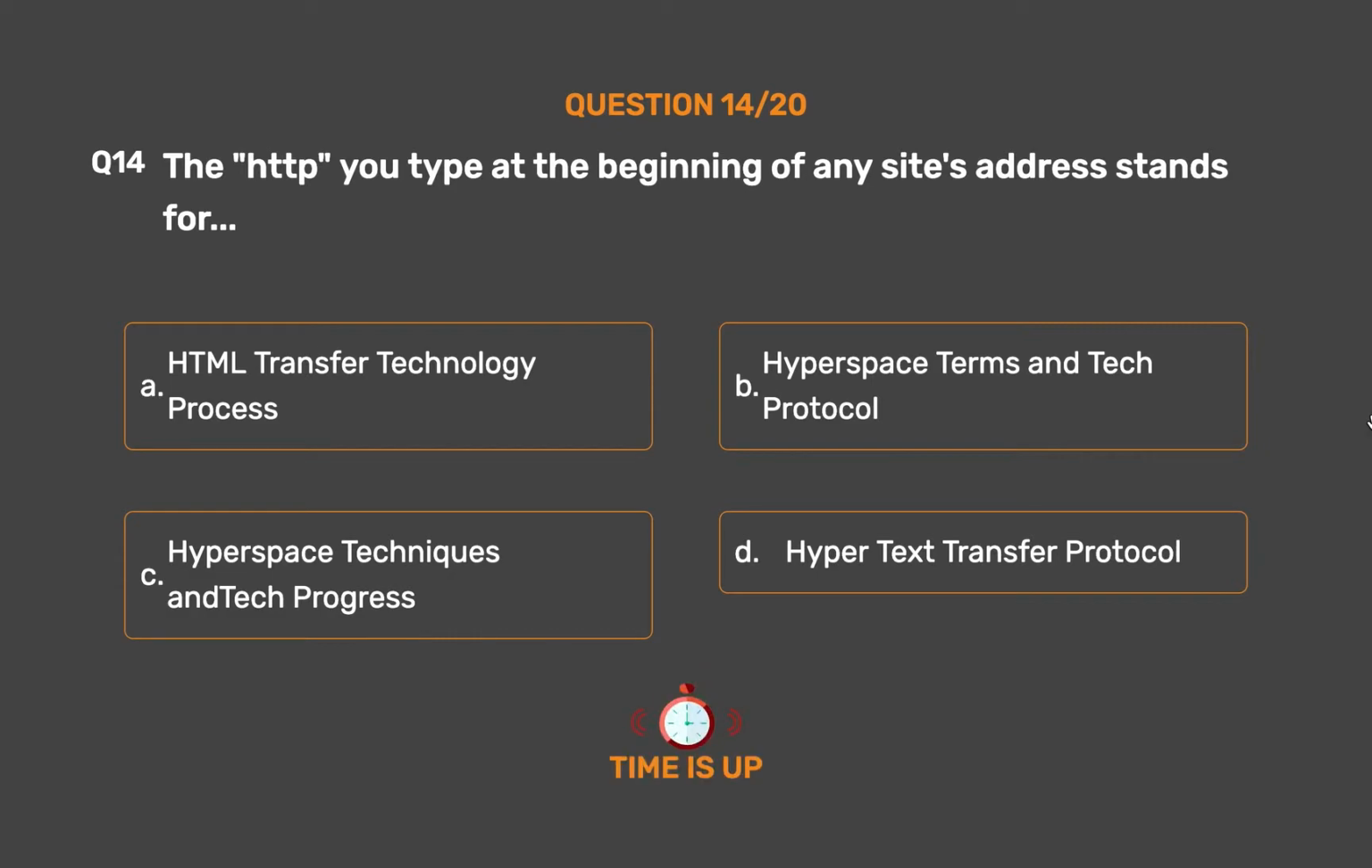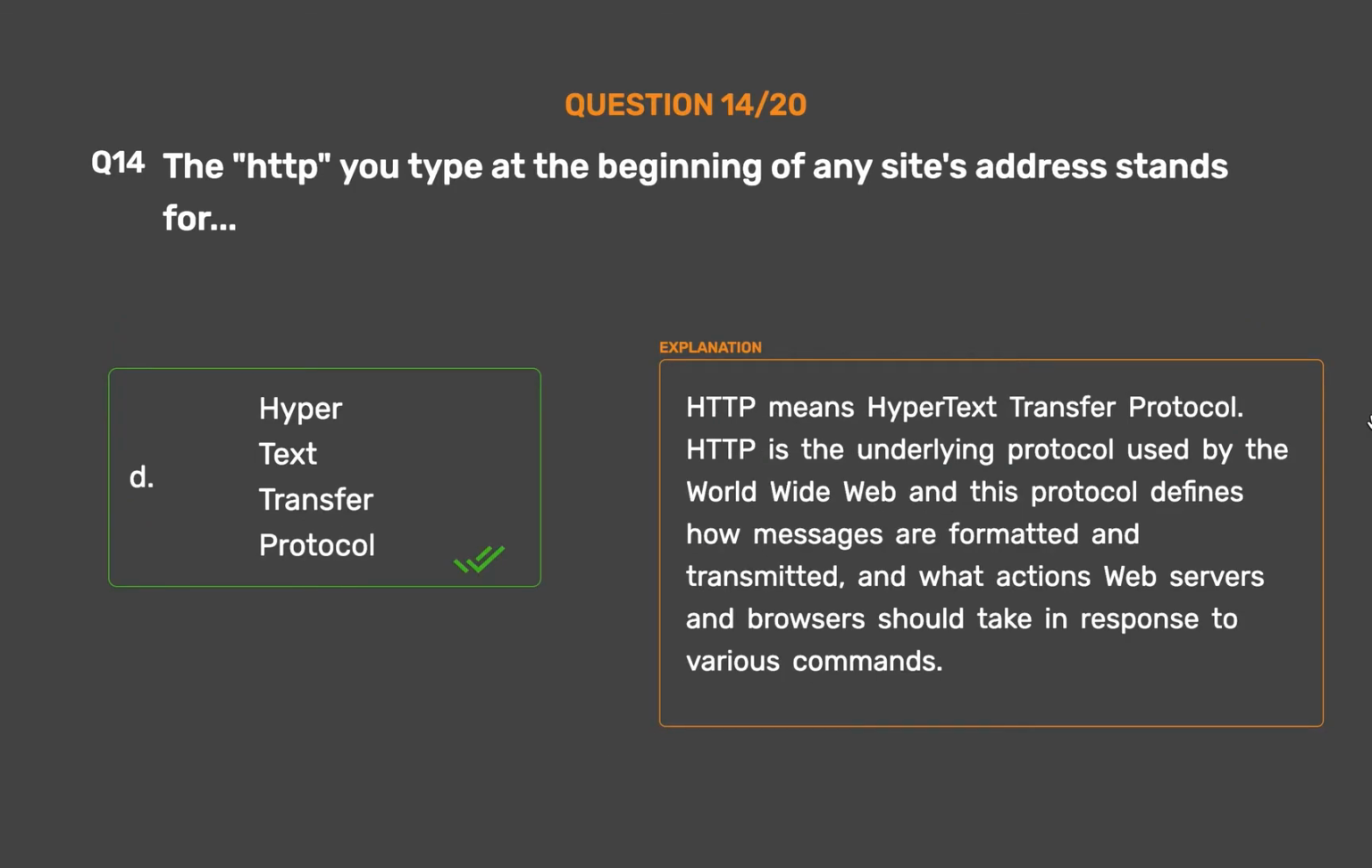The correct answer is option D, Hypertext Transfer Protocol. HTTP means Hypertext Transfer Protocol. HTTP is the underlying protocol used by the World Wide Web, and this protocol defines how messages are formatted and transmitted, and what actions web servers and browsers should take in response to various commands.